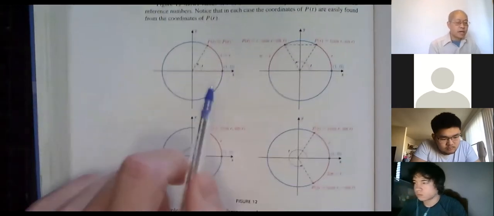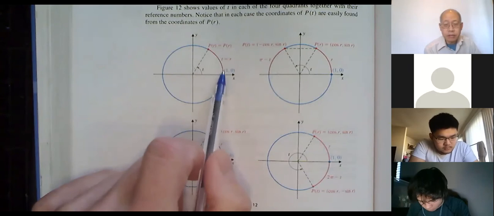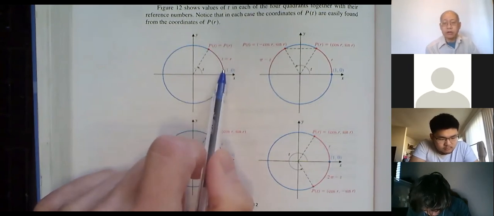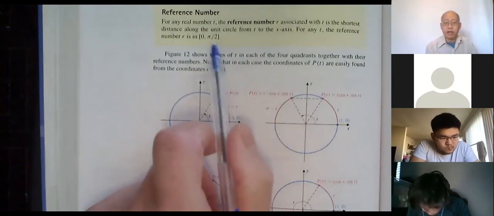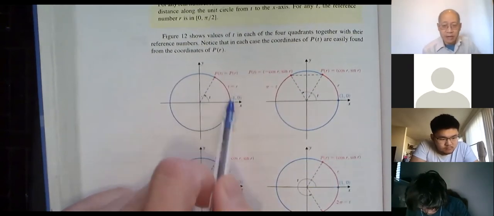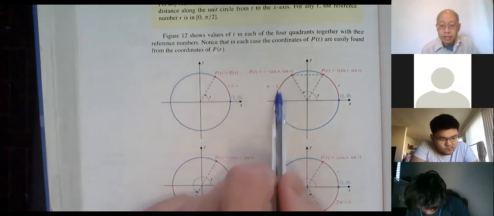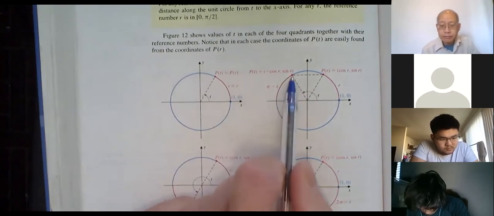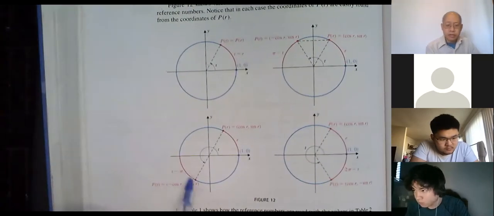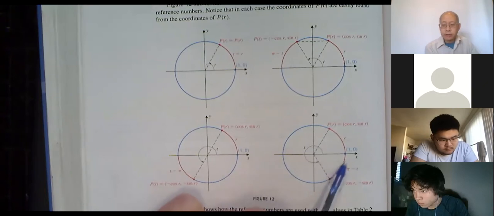If you're following me in the text on page 214, it's the red part. The red part of the angle is the reference angle. Notice it's always between 0 and 90 degrees, or in radians, between 0 and pi over 2. So first quadrant, the reference angle is the same as the angle itself. Second quadrant, this part in red. Third quadrant is this one. And fourth quadrant, this one.